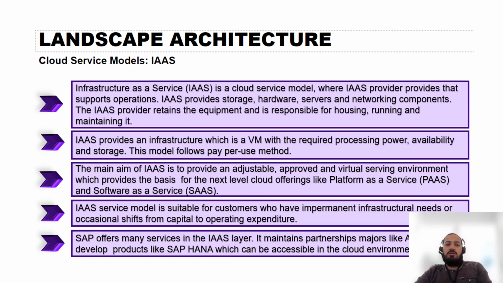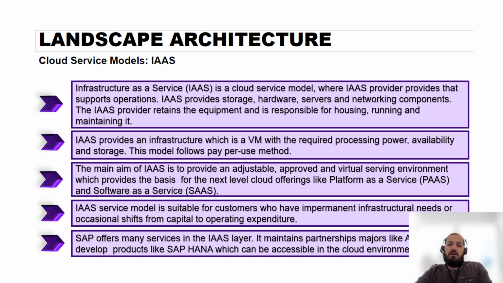Now going to the landscape part. Infrastructure as a service, for landscape architecture, is the cloud services module where IaaS supports related operations. It provides the storage, hardware, servers, networking, and the rest you have to build on it. It also provides infrastructure for VMs, which require processing power and the ability to store, and that model is pay as you go.